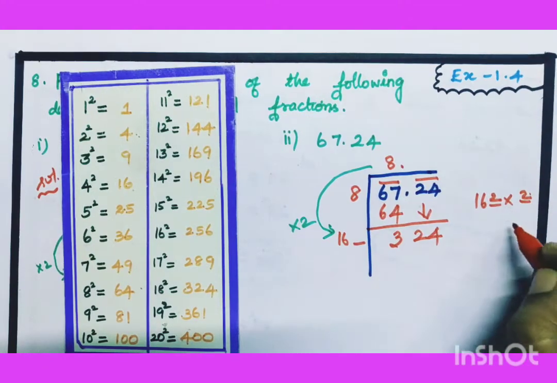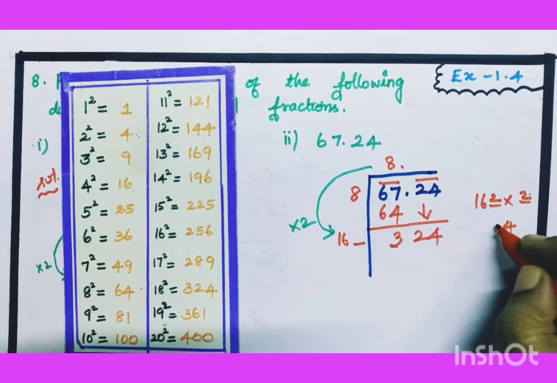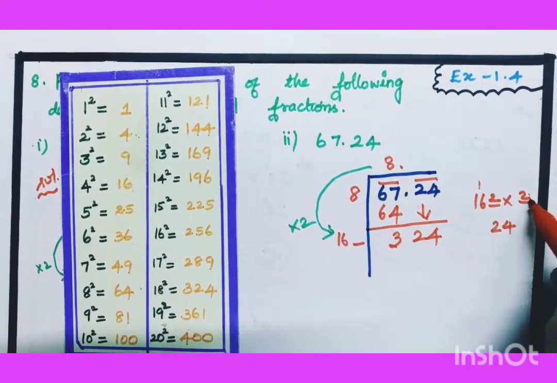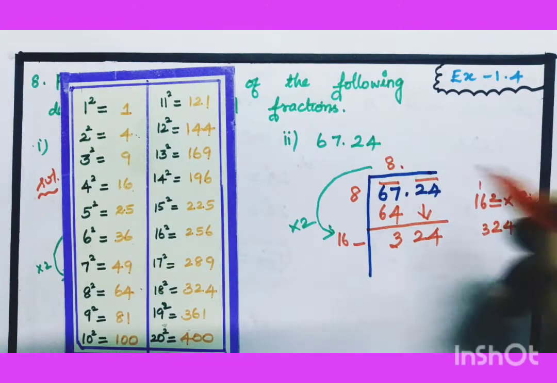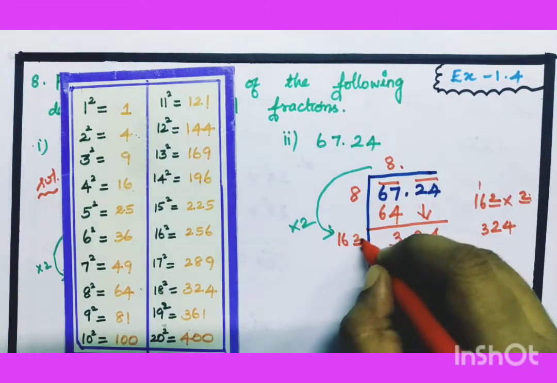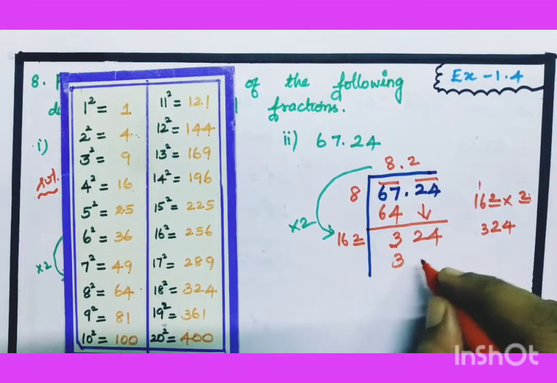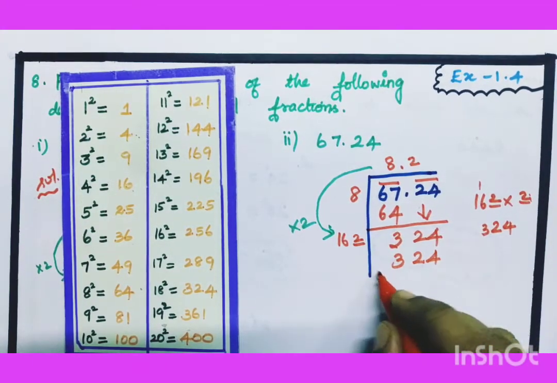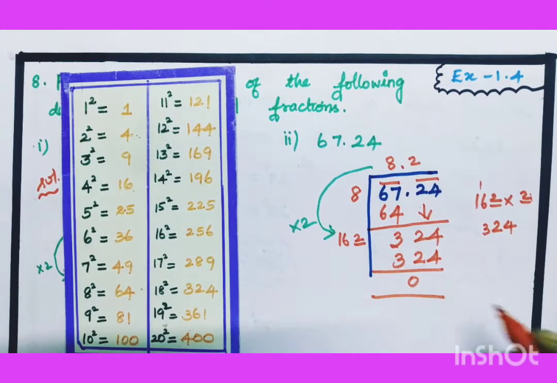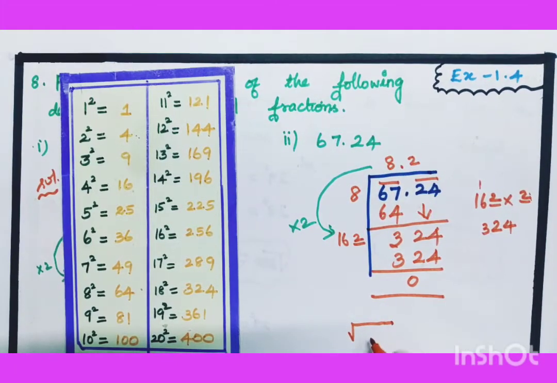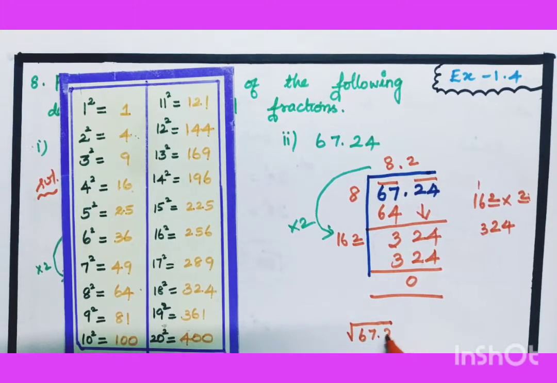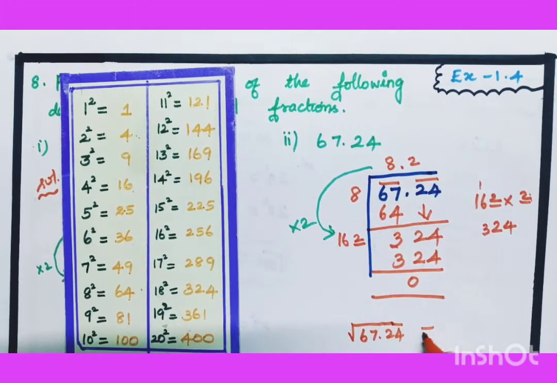2 2s are 4. 6 2s are 12, remaining 1. 1 2 is 2, 2 1 is 3. So what I will take? 2. Isn't it? So 324. That's all over. Now we can write the square root of 67.24 is equal to 8.2.